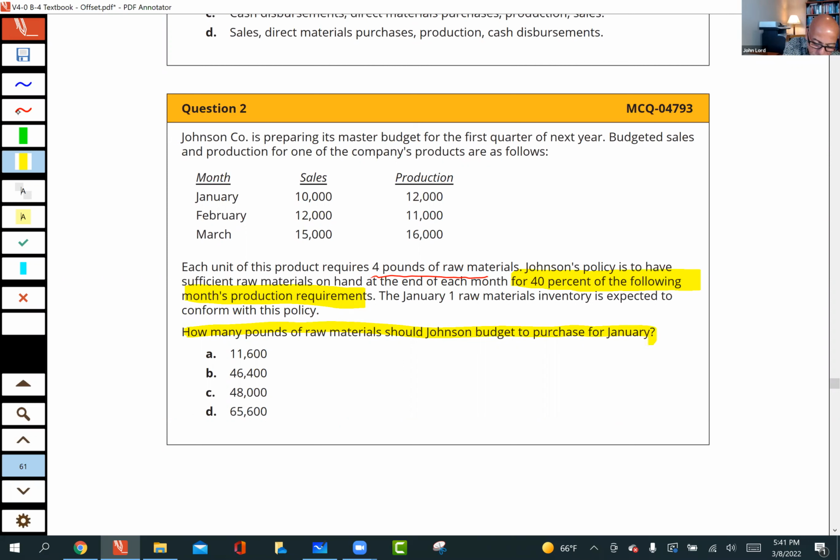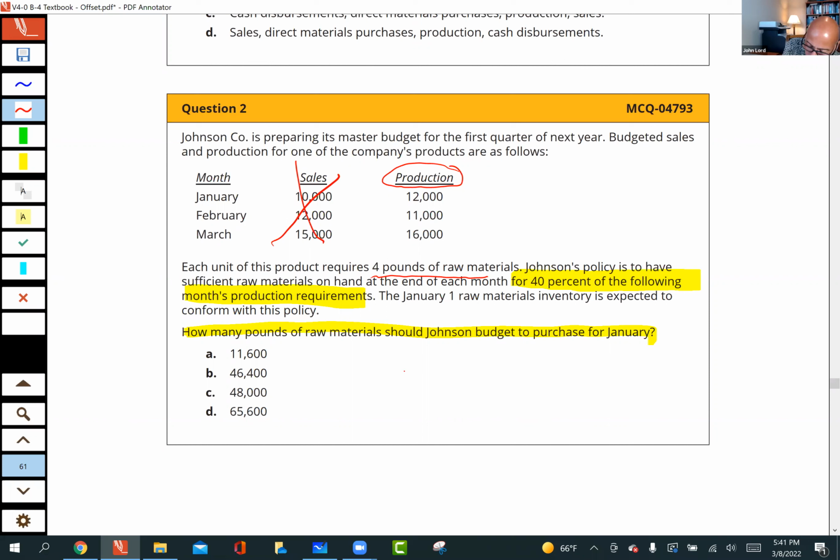So they're asking us about January, and we know that we need to look, and this is simply distractor information. That's for preparing my sales budget. They're asking me about my materials budget, which means I need to look at what it is that I'm going to produce. And then I need to understand how much of the material they want to have available at the beginning of the month to calculate this.